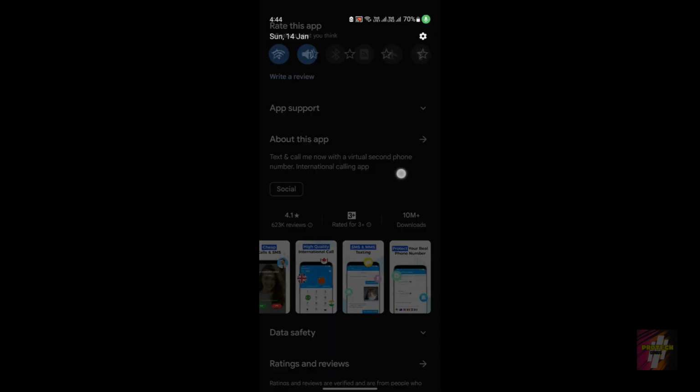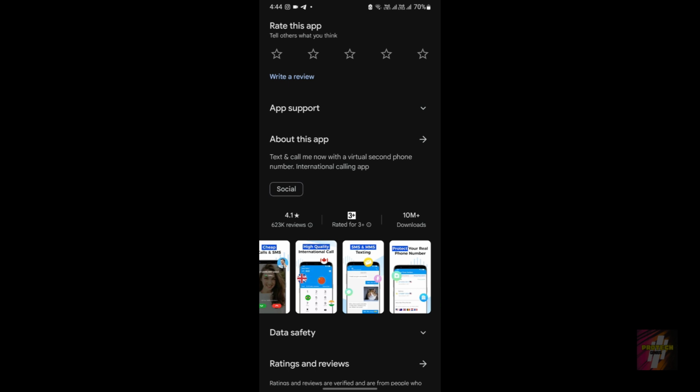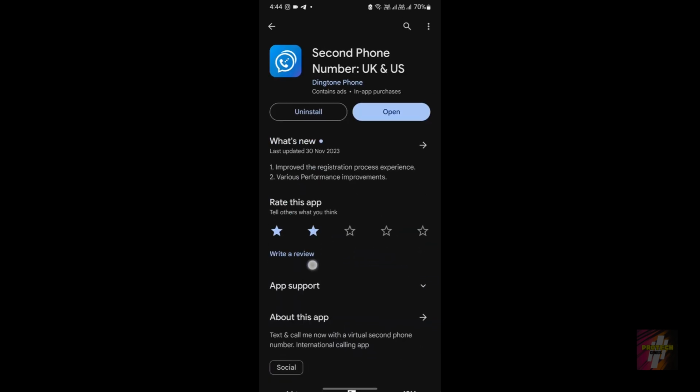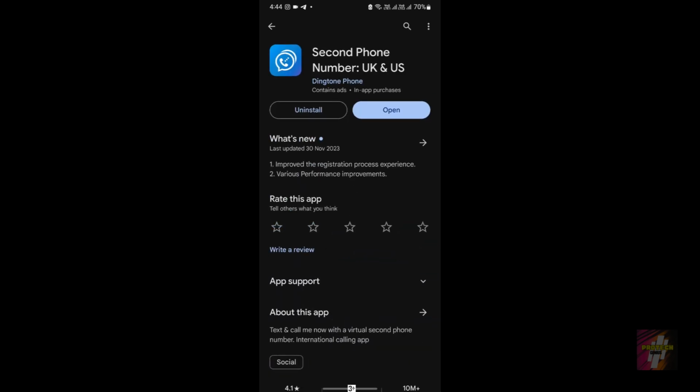As you can see, on the date I'm recording this, 14 January, this Dingtone application actually works without any errors, and you are able to obtain a second phone number, or you will be able to make calls using your own phone number through some other cellular carrier for free. I guess this patch will be implemented by March, but for now we are in luck.